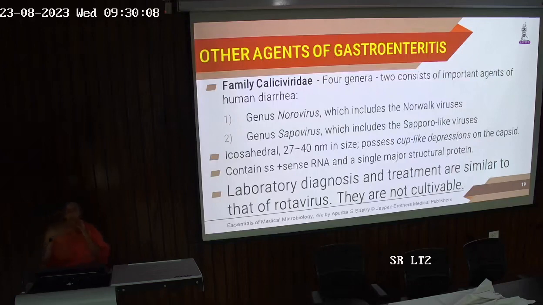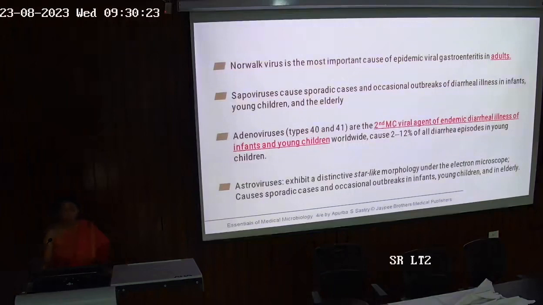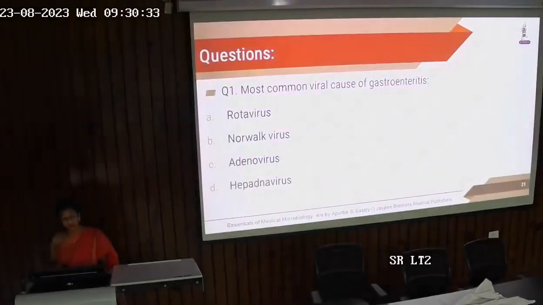So genus Norovirus includes the Norwalk virus, and Sapovirus has this. You don't have to know, it's not very common in India. Lab diagnosis and treatment are similar to that of rotavirus, and they are not cultivable. So Norwalk virus is the most important cause in adults. Adenovirus is the second most common. All this I have told is just a repetition. Astro has a star-like morphology and sometimes causes outbreaks.